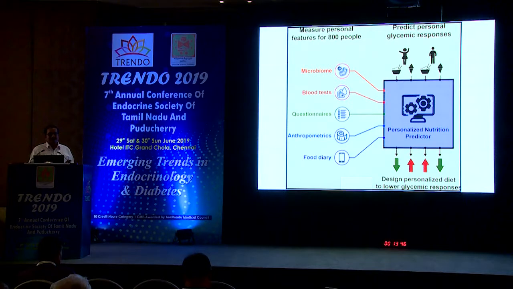Now the Israelis have developed this kind of an artificial intelligence software which takes into account the food intake, the anthropometrics, questionnaires about their activity, blood test, and most importantly, on the top here you see microbiome. Microbiome also decides your glycemic response.